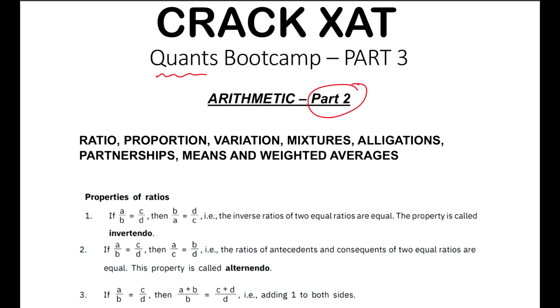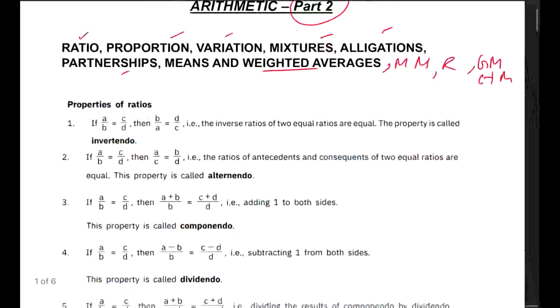I will be covering the important things to be considered for ratio, proportion, variation, mixture, alligation, partnership, and weighted averages. With averages I will also be considering a bit of stats like median and mode. I'll also take up range, harmonic mean and GM, all those things. So let's get started. Let's quickly have a look.